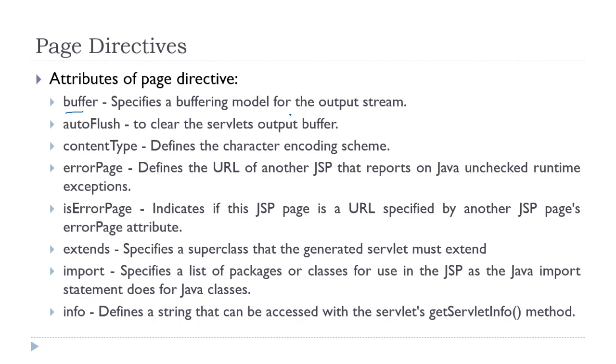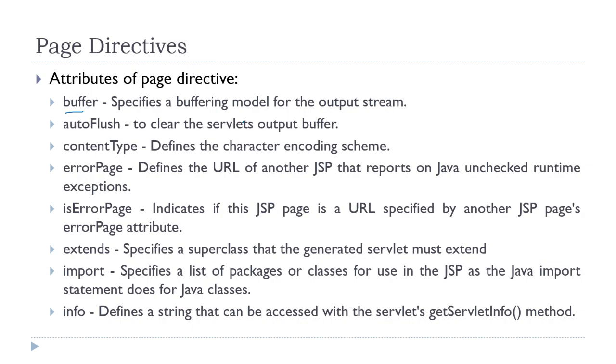Similarly, if some page in our application is responsible for handling exceptions, then we have to specify it as an error page, and for that we will write isErrorPage true. This will indicate that this JSP page is a page which is going to handle exceptions, and the implicit object exception will be available in this page only.